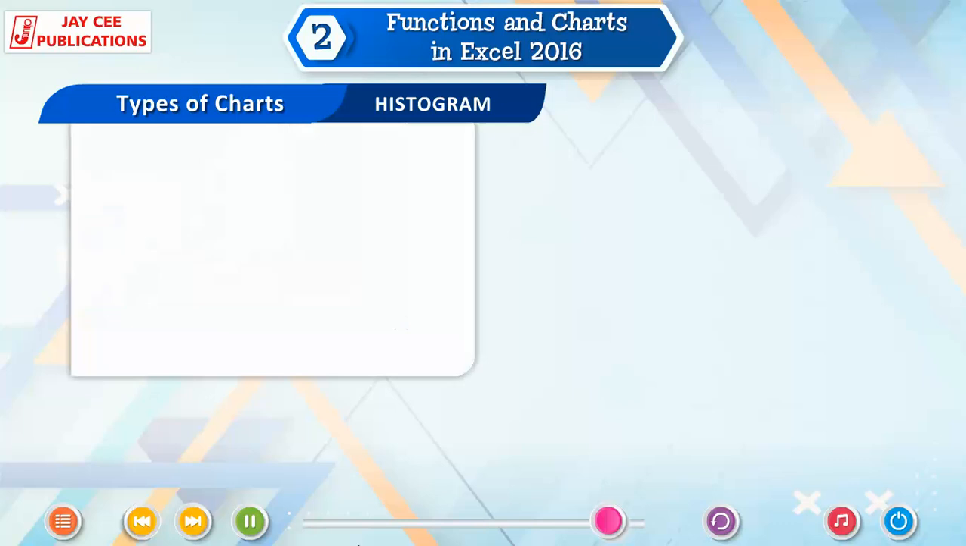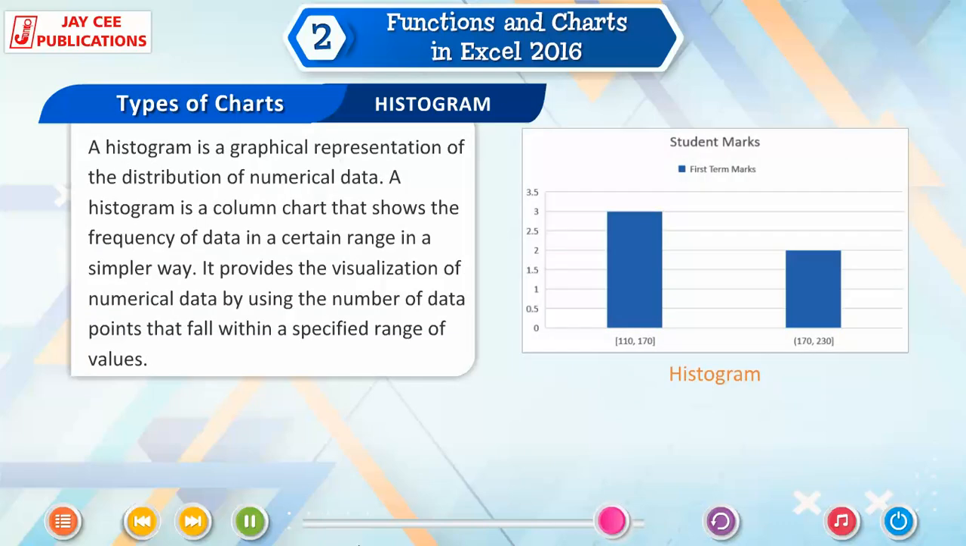Histogram. A histogram is a graphical representation of the distribution of numerical data. A histogram is a column chart that shows the frequency of data in a certain range in a simpler way. It provides the visualization of numerical data by using the number of data points that fall within a specified range of values.